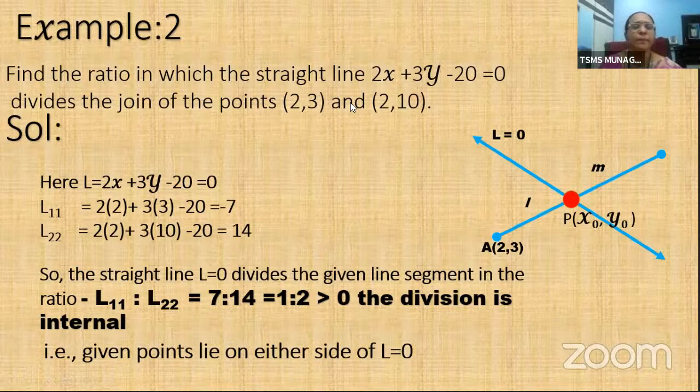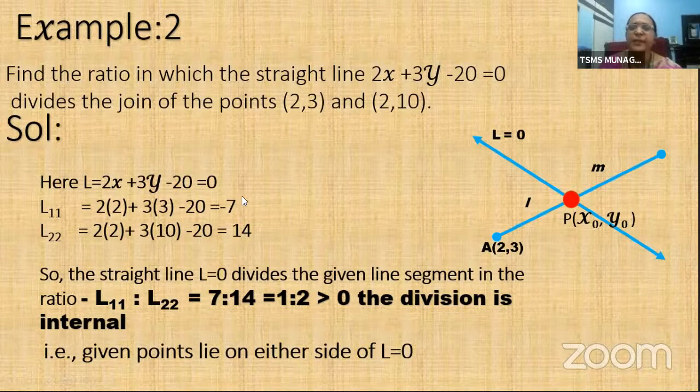Similarly, substitute the second point 2 comma 10 in the line. It is 2 2s are 4 plus 3 into 10, 30 minus 20. So 4 plus 30, 34 minus 20 gives us 14. So the straight line L equal to 0 divides the given line segment in the ratio minus L11 is to L22, which is minus of minus 7 is to 14, which is greater than 0. And so the division is internal.